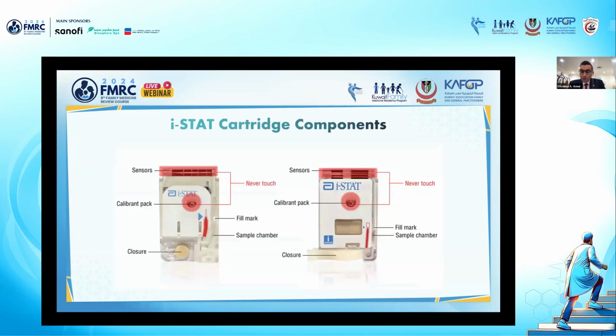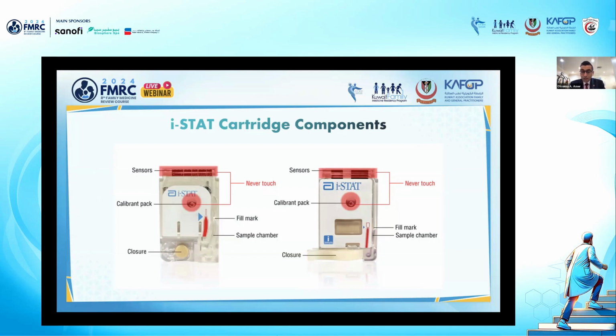iStat cartridge components: as I said before, it's the brain of the device. All the analysis process is done by this cartridge. As you see, this is the sensor, this is the sample chamber, waste chamber, and calibrant bag. One of the features of iStat is that before each test it does electric calibration and chemical calibration.